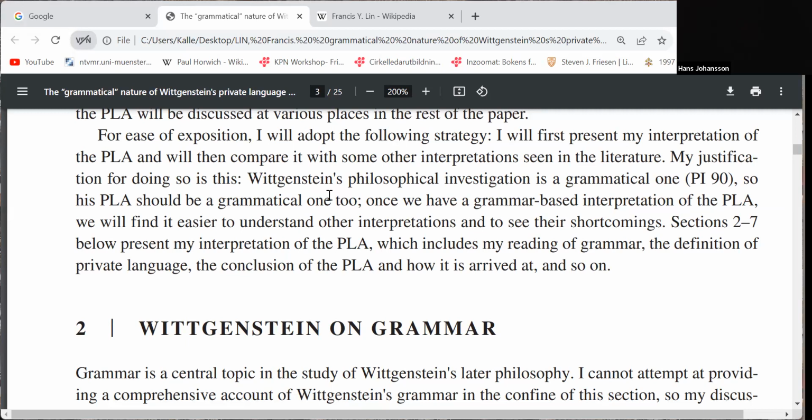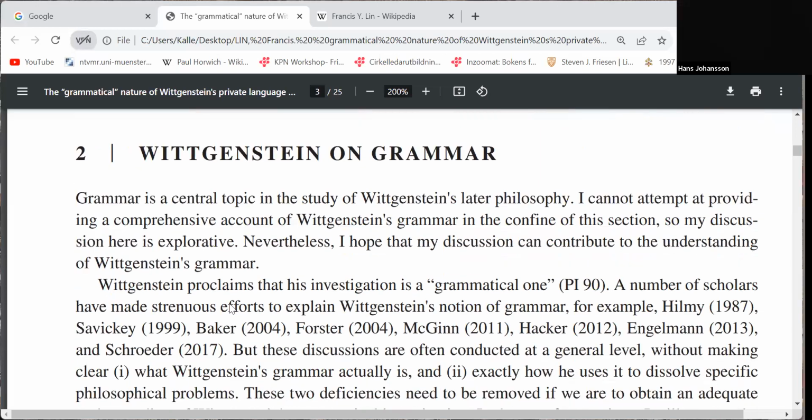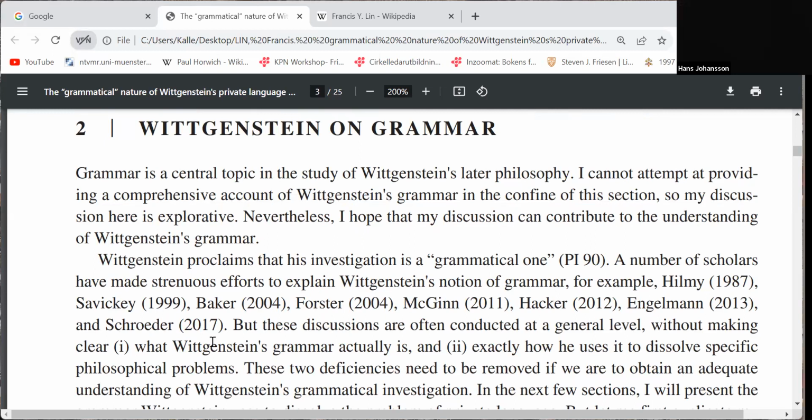Sections 2 to 7 below present my interpretation of the PLA, which includes my reading of grammar, the definition of private language, the conclusion of the PLA, and how it is arrived at, and so on. So, on to Wittgenstein on grammar.